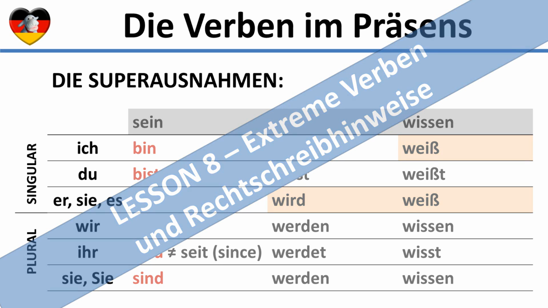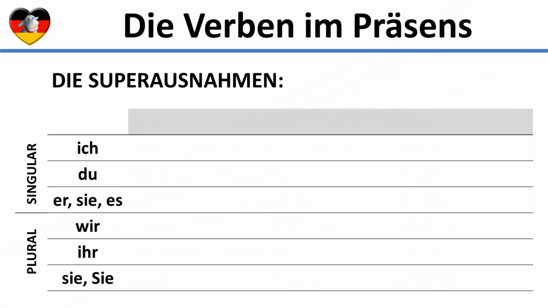This lesson will show you 3 German verbs with an idiosyncrasy in the present tense, as well as some spelling notes. Let's start with the 3 idiosyncratic verbs. These verbs are sein, to be, werden, to become, and wissen, to know.